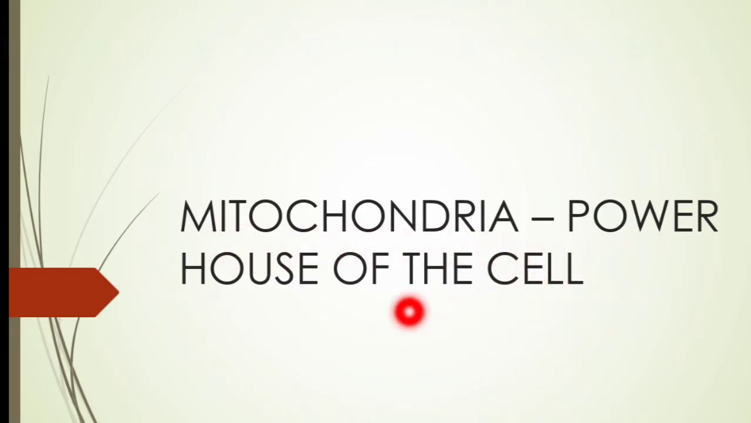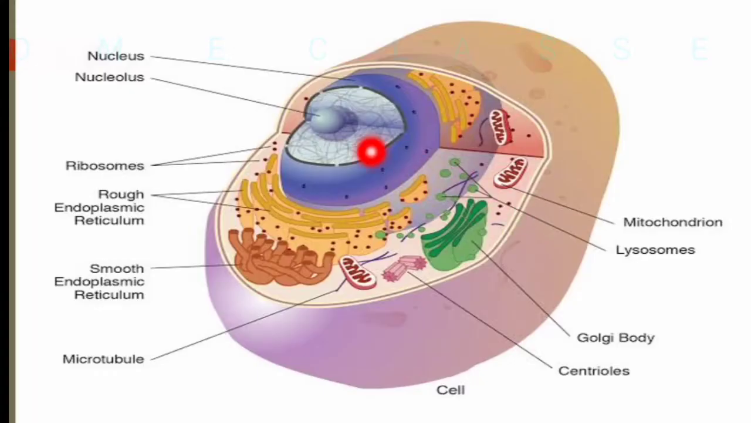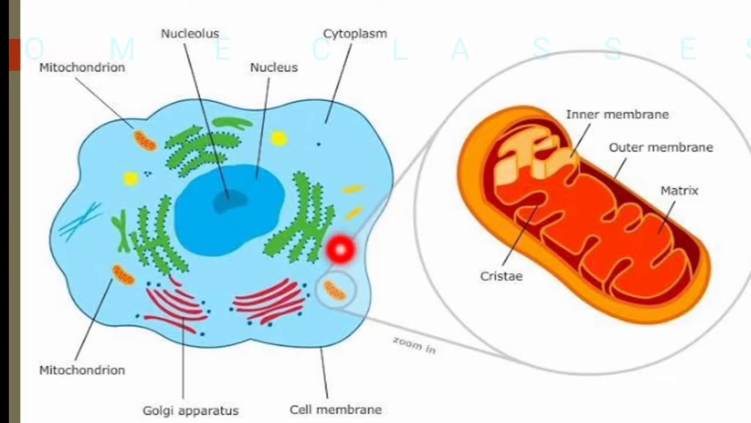Mitochondria, powerhouse of the cell. Why is it known as the powerhouse of the cell? Because it produces energy in the form of ATPs. In our previous video, we talked about the different cell organelles present in the cell. In this video, we will go through a further study of mitochondria.